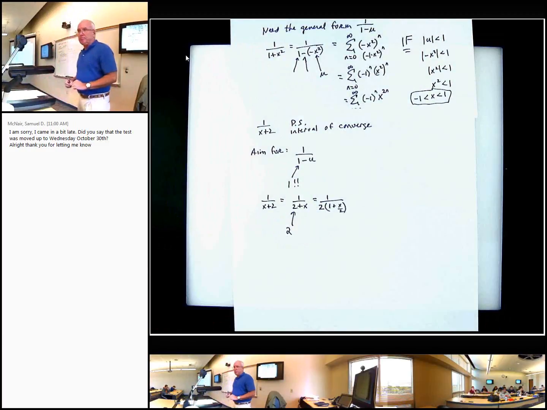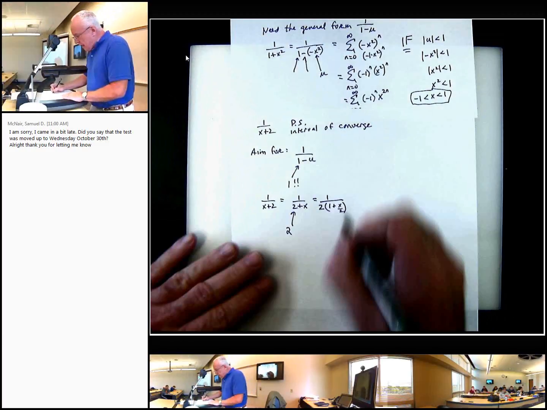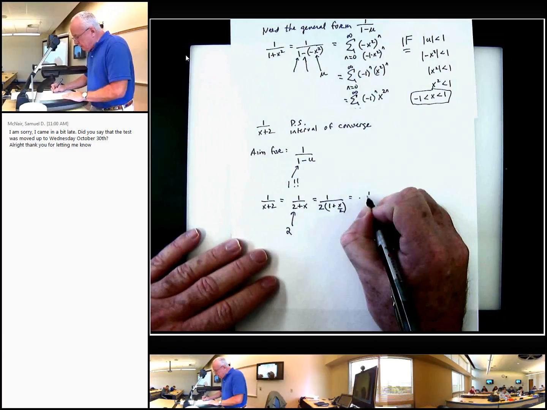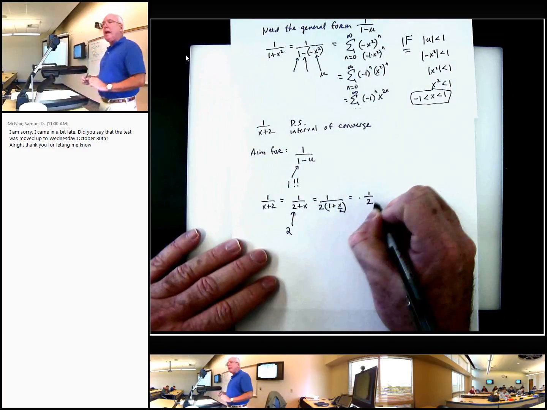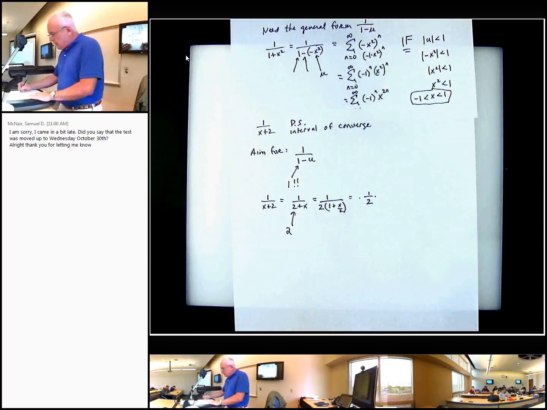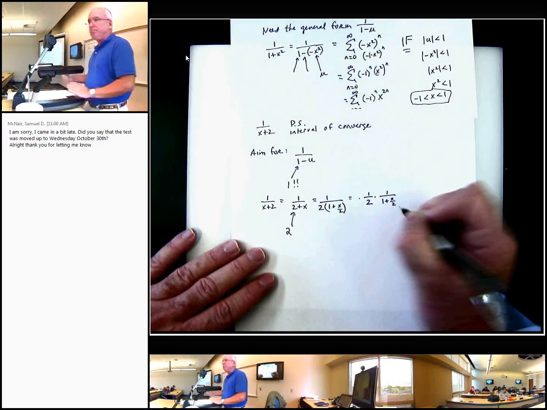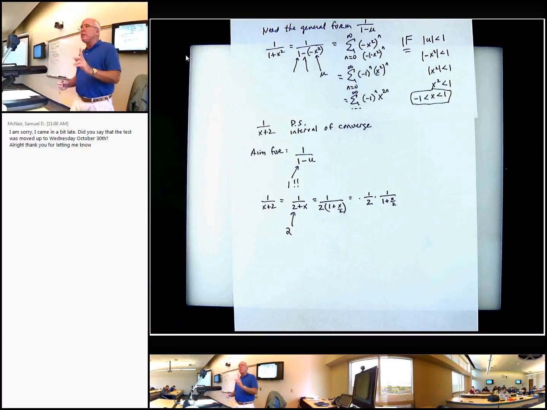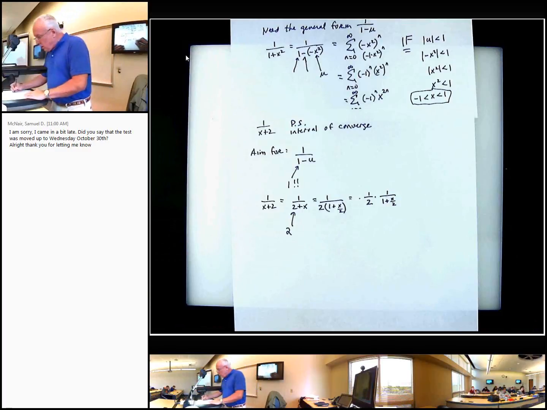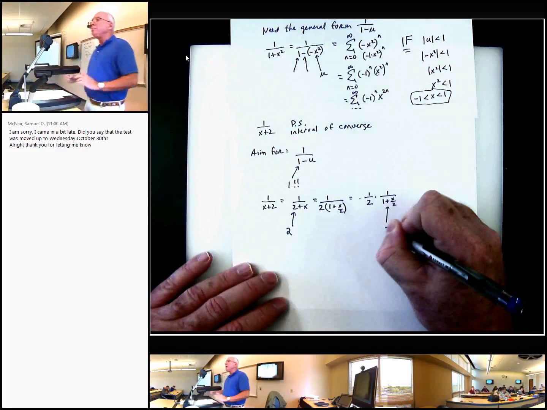Like this. So therefore this, first of all, I'm rewriting, let's put it this way, I'm rewriting this as 1 over 2 times 1 over 1 plus x over 2. We're halfway there. But we want a minus sign here, not a plus sign.